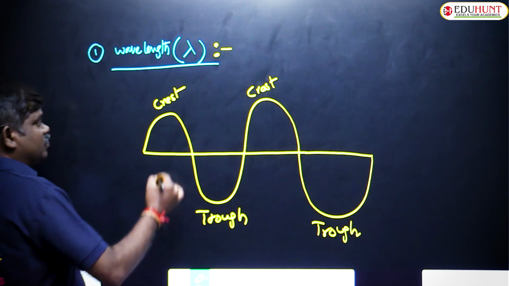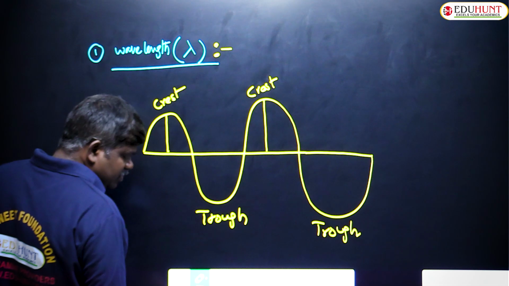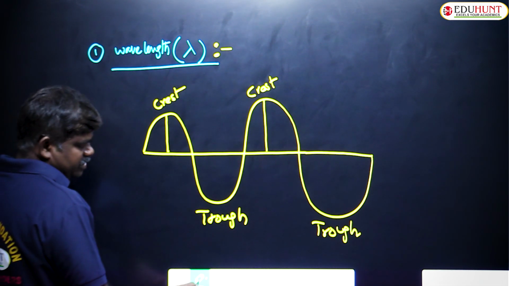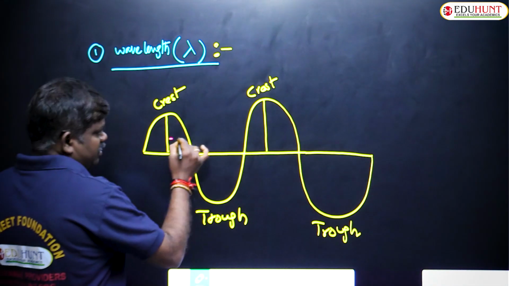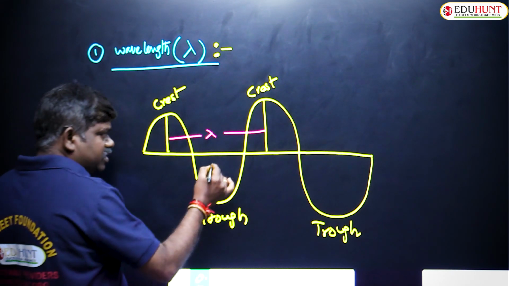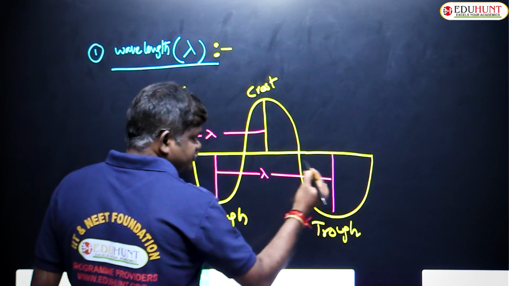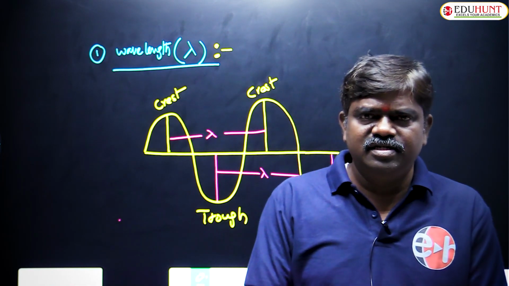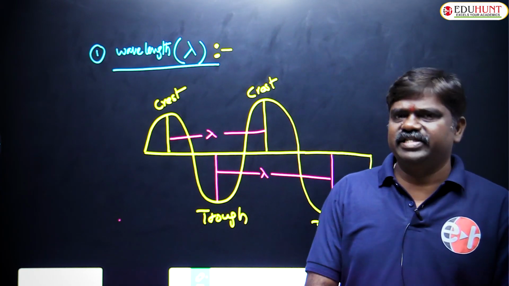Now, what is wavelength? For example, take from this to this: the distance between two successive crests, like this, is known as wavelength, or the distance between two successive troughs is known as wavelength. So wavelength means the distance between successive troughs or crests.